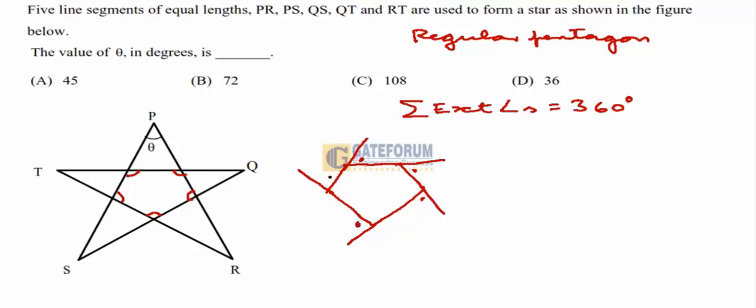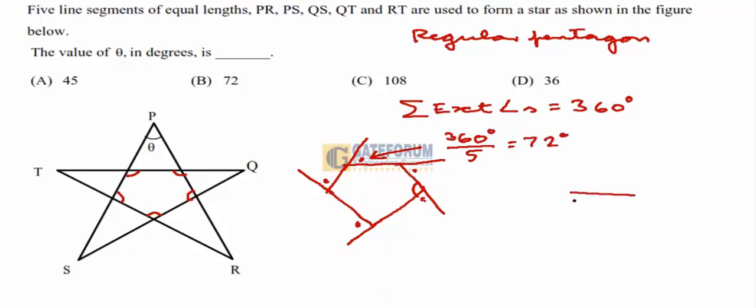Now, since each exterior angle is made up of 180 degrees minus the interior angle of the polygon, and since the interior angles are all equal, I can say that all the external angles are equal. Therefore, each external angle is 360 degrees divided by 5, because they are divided into 5 equal external angles. That is equal to 72 degrees.